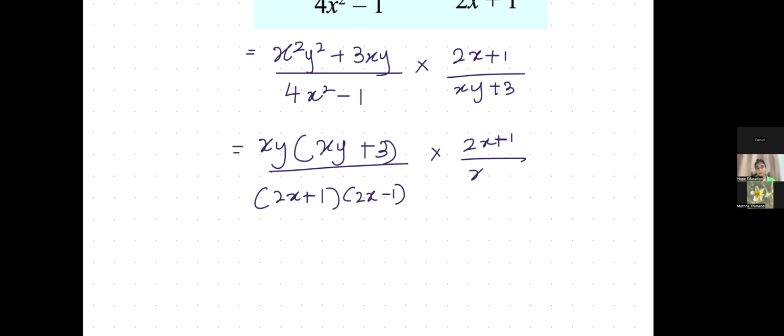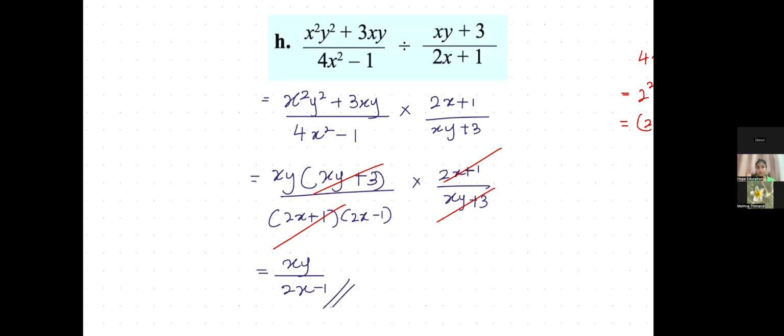Nothing to change. Now xy plus 3 cancels with xy plus 3, 2x plus 1 cancels with 2x plus 1. So what do we have remaining? In the numerator we have xy. In the denominator we have 2x minus 1. Is this clear, Lamai?